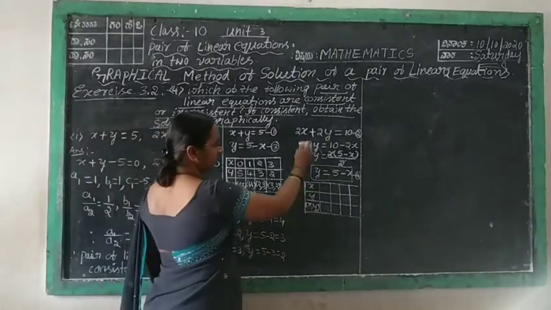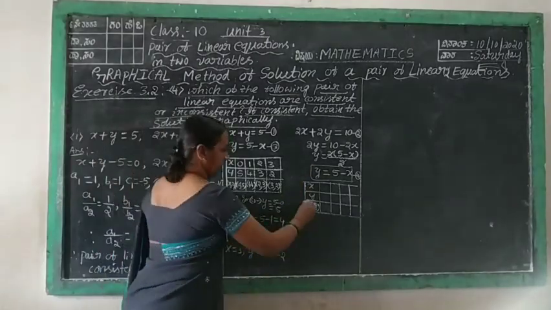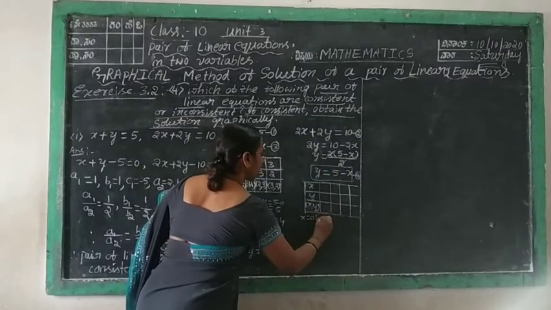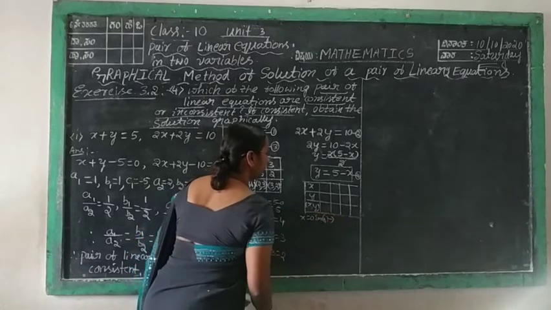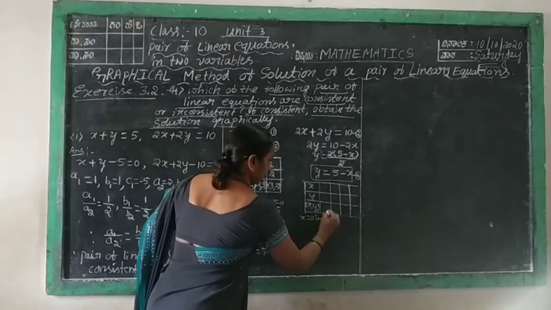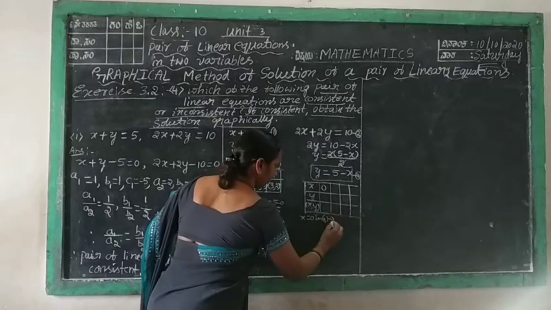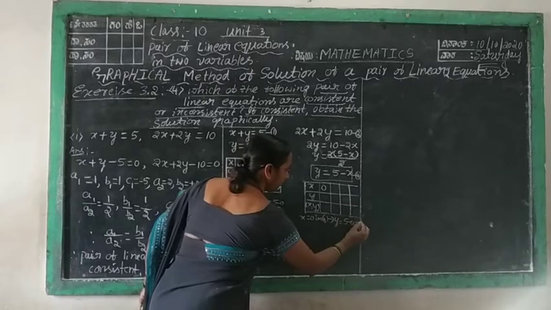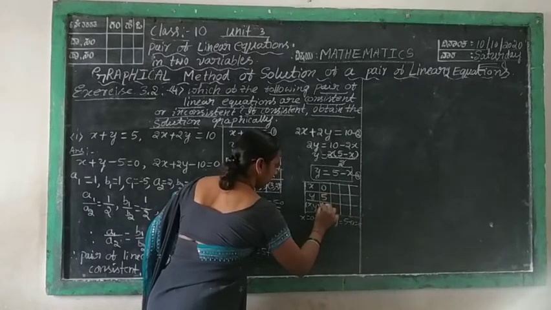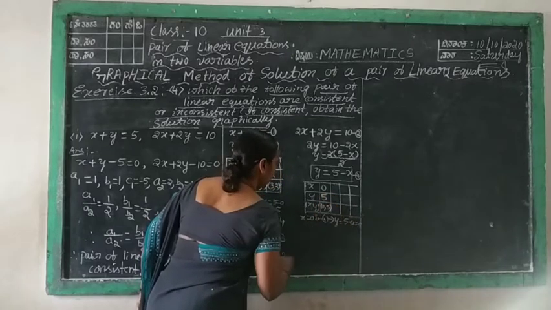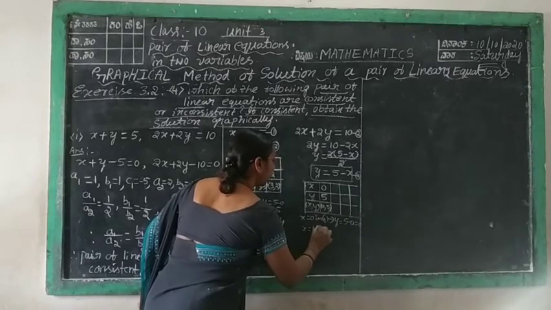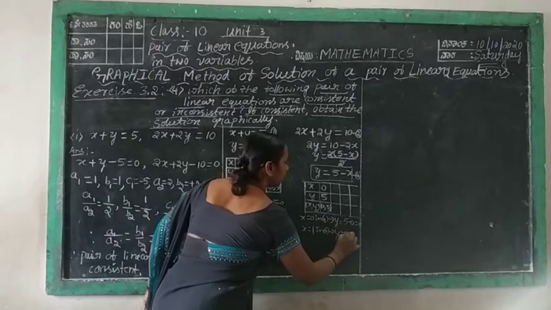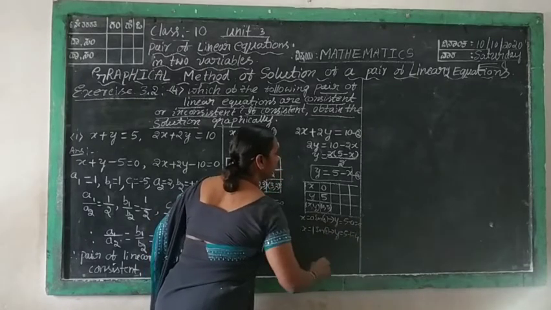Similarly, we find the points for the second equation. We put x is equal to 0 for equation 4. We get y is equal to 5 minus 0, which is 5. 0, 5 is one point. Then x is equal to 1. Equation 4 becomes y is equal to 5 minus 1, we get 4.